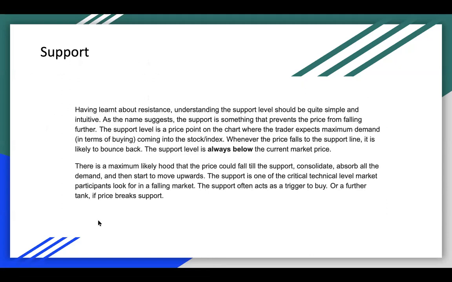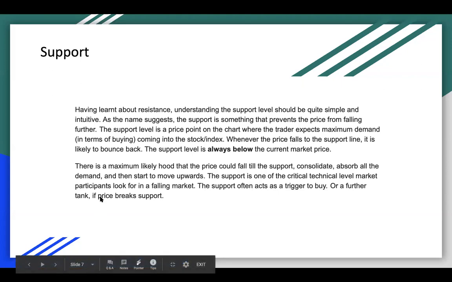Having learned about resistance, understanding the support level should be quite simple and intuitive. As the name suggests, the support is something that prevents the price from falling further. The support level is a price point on the chart.